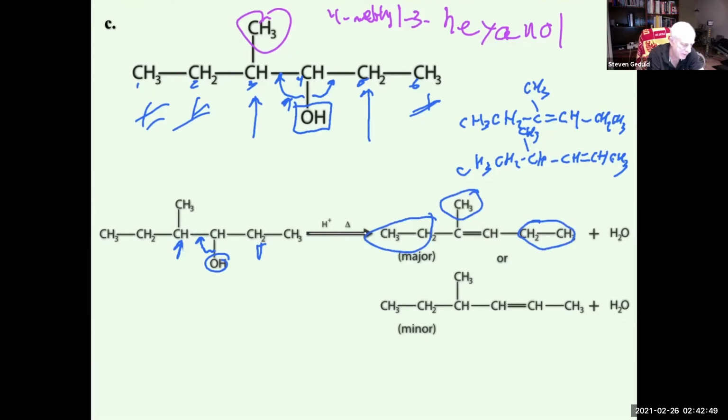On the bottom one, the electron swung to the right-hand side to form the double bond. We have 1 alkyl group attached to that carbon, and we have 1 here. So I have 2 alkyl groups on the bottom attached to the carbons of the double bond. I have 3 alkyl groups attached to the carbons of the double bond on the top. So the top is my major product. The bottom is my minor product.